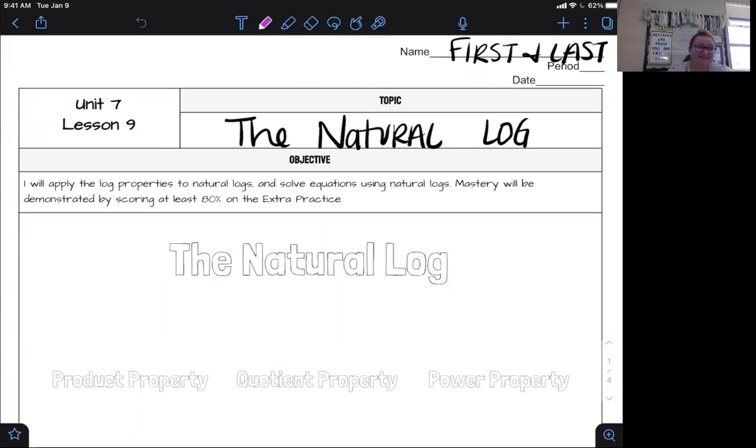Don't forget to put your first and last name, period, and the date in the upper right-hand corner of your paper. And today's topic is the natural log. This is Unit 7, Lesson 9.